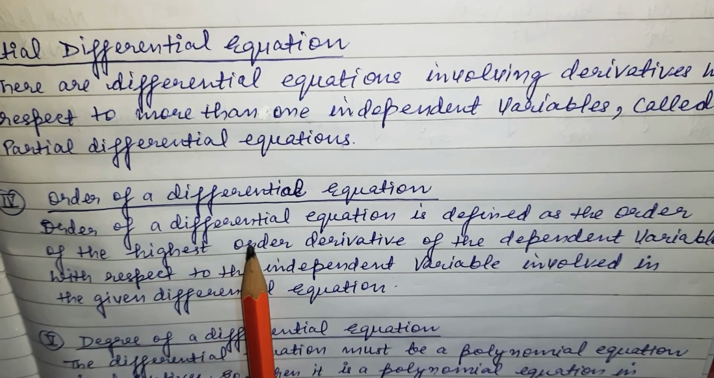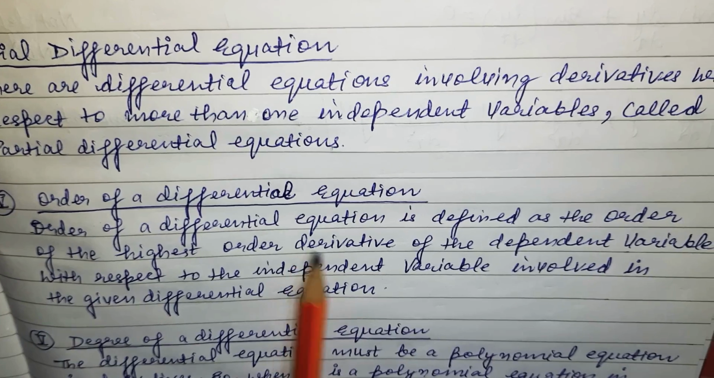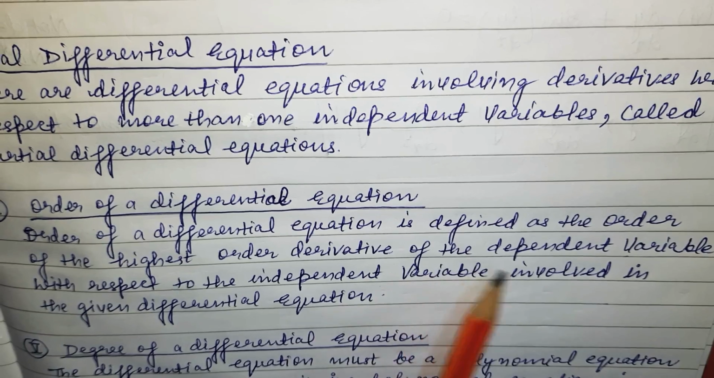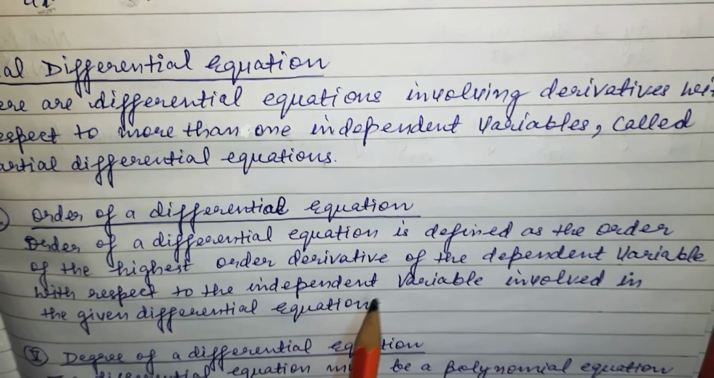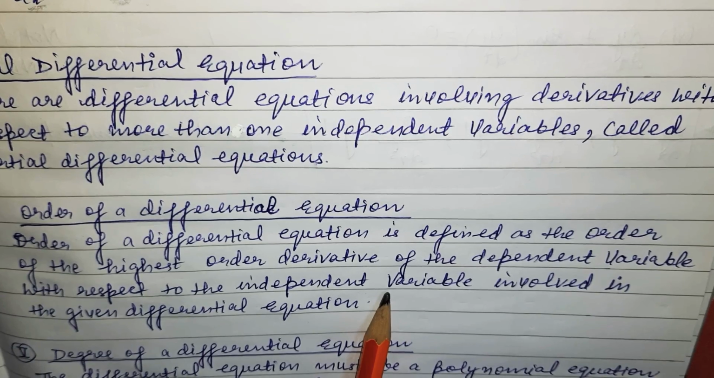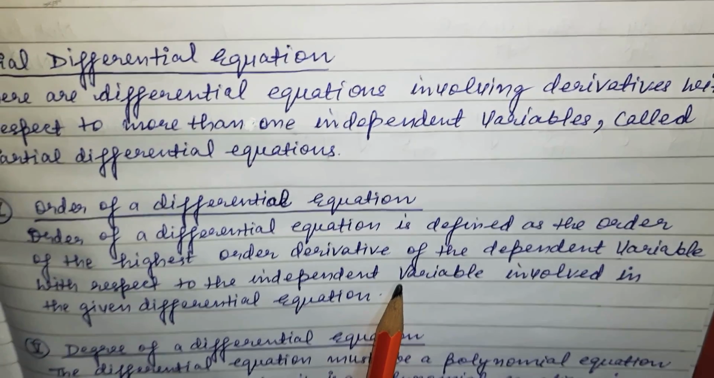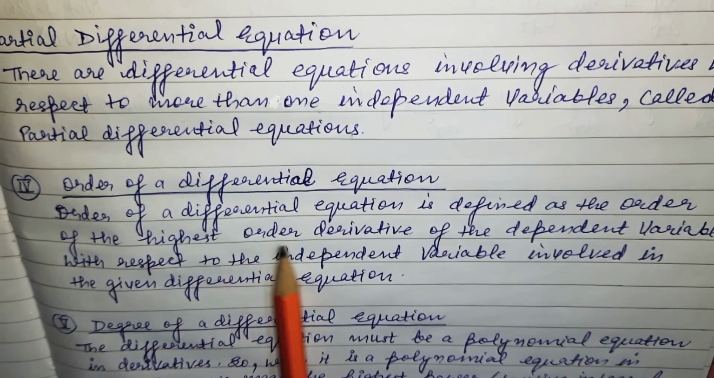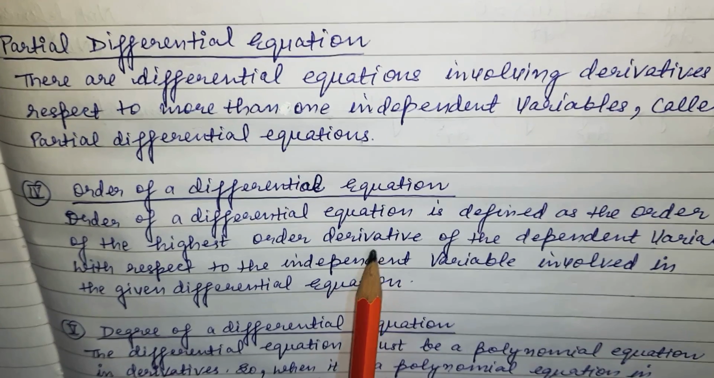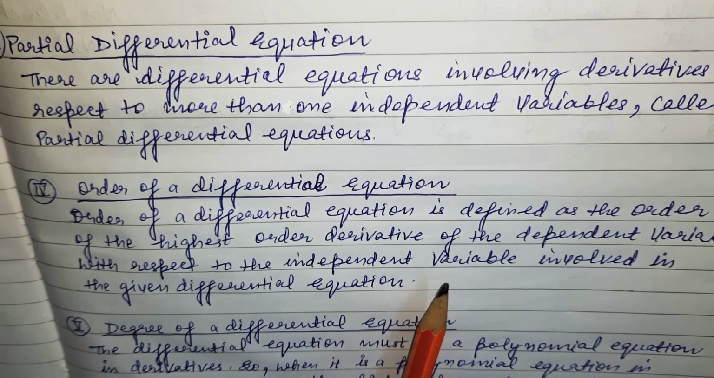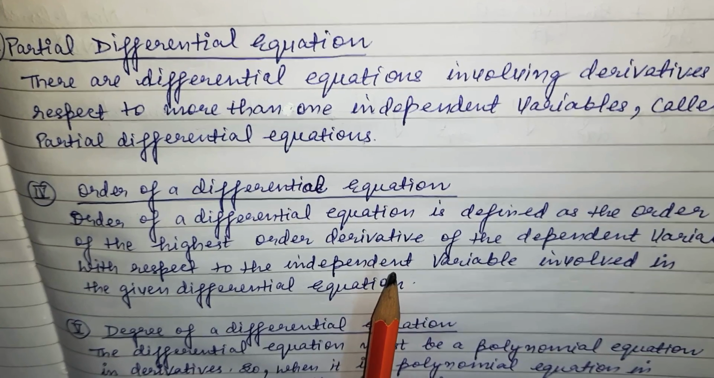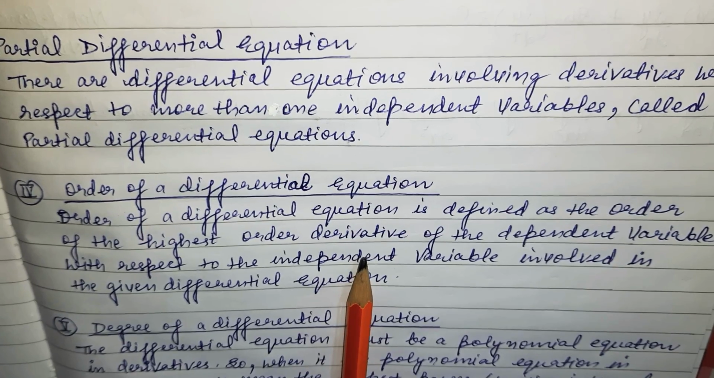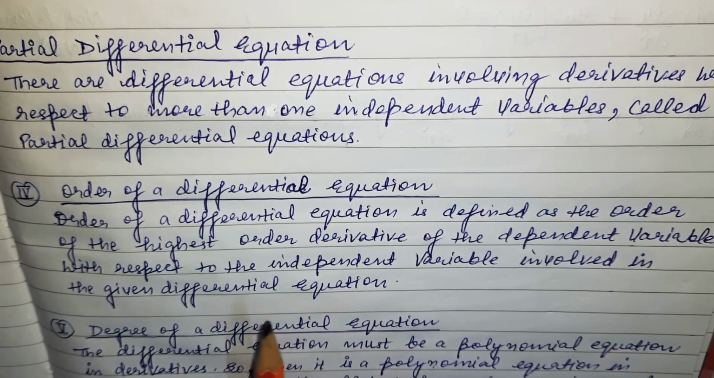What do you mean by order of the differential equation? Order of the differential equation means you need to think about the order of the highest order derivative of the dependent variable with respect to the independent variable. That means whenever we have dy by dx or d square y upon dx square, we need to check the order of the highest order derivative. If dy by dx is given and d square y upon dx square is given, we take the highest order derivative. Okay, we'll take the example later on.